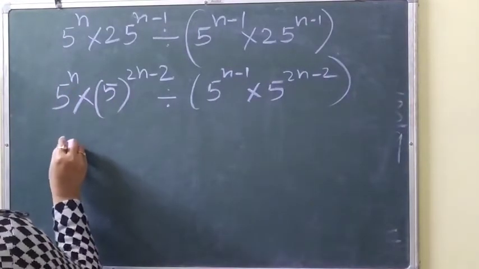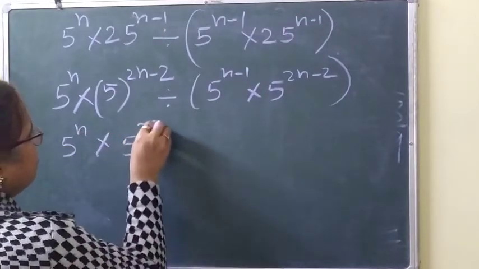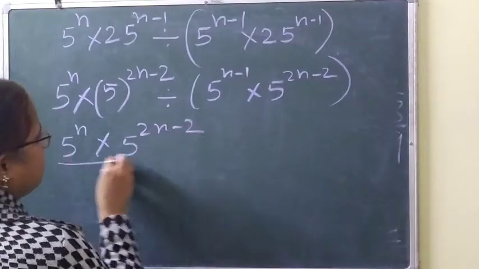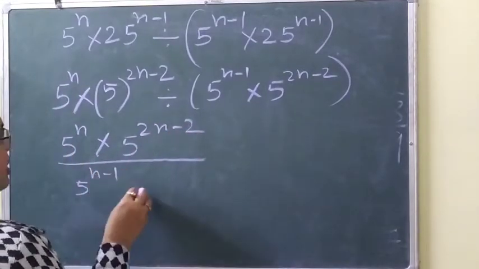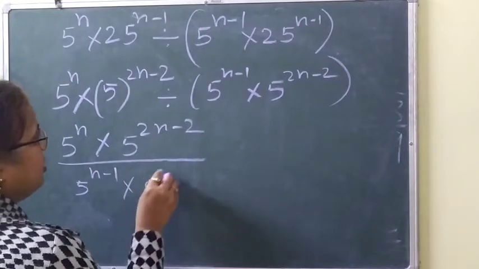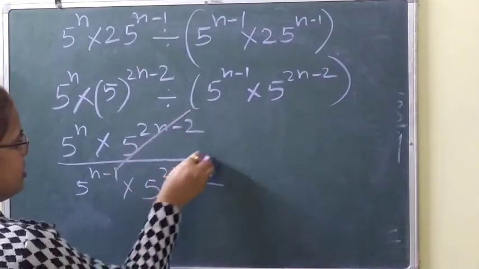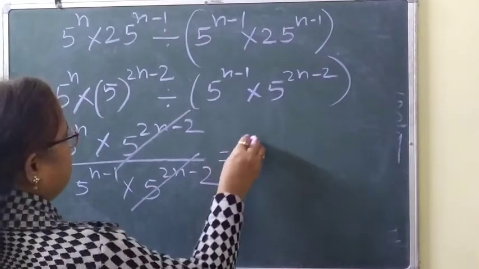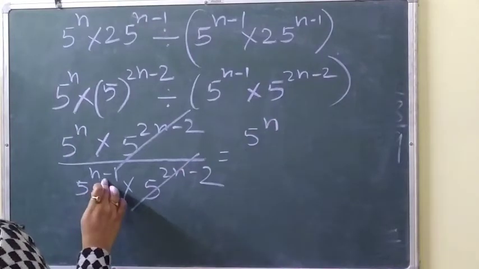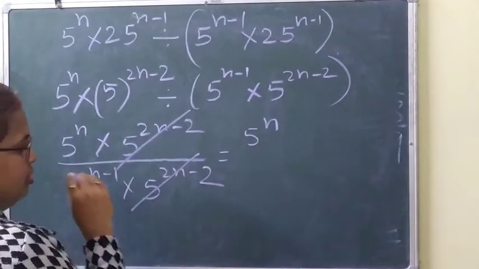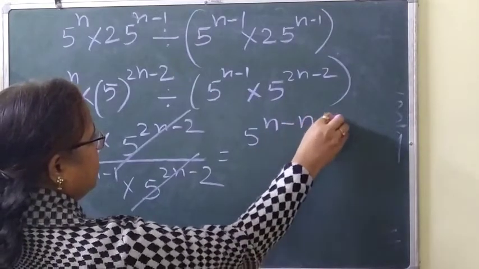So here we can write 5 to the power n into 5 to the power 2n minus 2 divided by 5 to the power n minus 1 into 5 to the power 2n minus 2. This and this are the same, we can cancel. What is left here? 5 to the power n and 5 to the power n minus 1. So this will come here. We will do subtraction. So minus n plus 1.